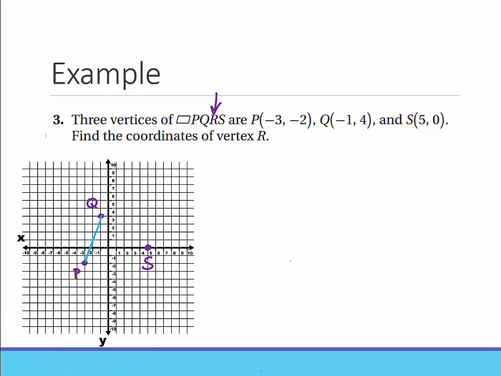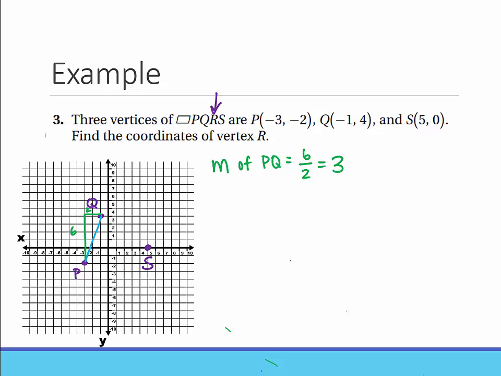And we're going to find it just by counting. How many do you go up? How many do you go over? So up 1, 2, 3, 4, 5, 6, over 2. So the slope of PQ is up 6 over 2, or 3.